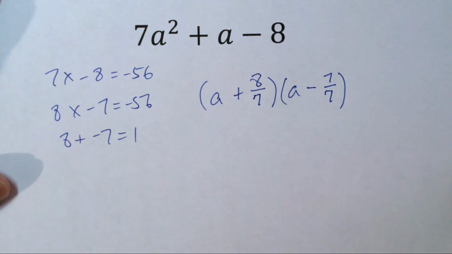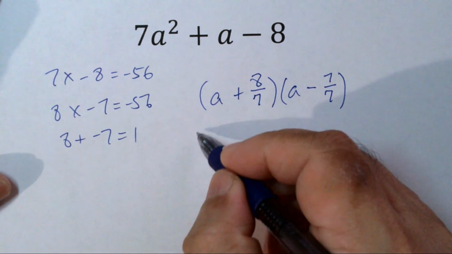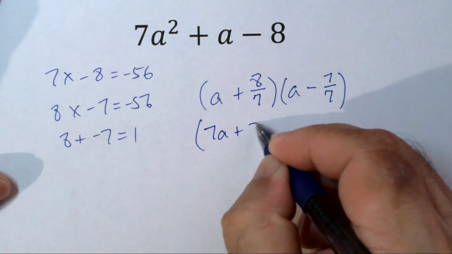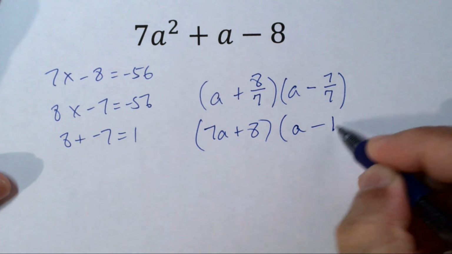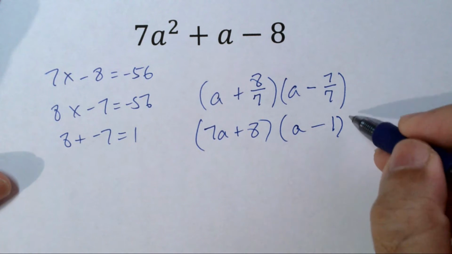And you must simplify if you can. So here, 8 over 7 cannot be simplified, and what you're going to do with that is just move that denominator forward. When you can simplify, you simplify. This is the answer.